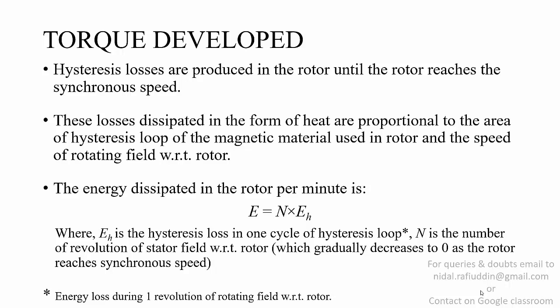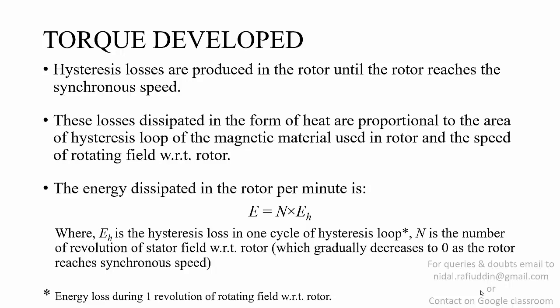So this is clear from the point that hysteresis losses depend upon the size of the loop. If you have a larger loop, then losses will be more, and also on the number of times that loop is formed in the rotor while sweeping. So if the frequency of formation of the hysteresis loop, or the completion of that cycle, is more, then losses will be more. Now we can write the energy dissipated in the rotor per minute as N times EH, where EH is the hysteresis loss in one cycle of the hysteresis loop, that is, the energy loss during one revolution of the rotating field with respect to the rotor. N is the number of revolutions of the stator field with respect to the rotor, which gradually decreases to 0 as the rotor reaches synchronous speed.